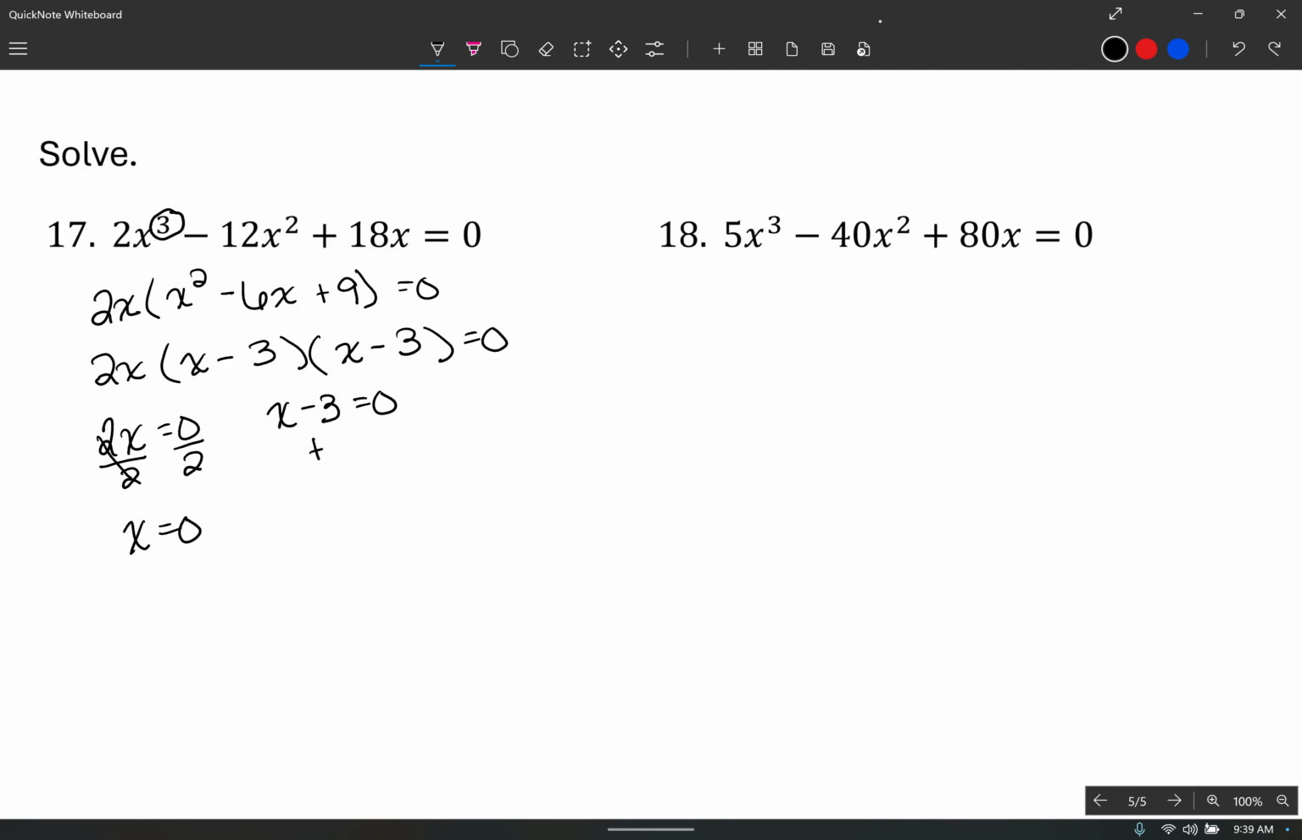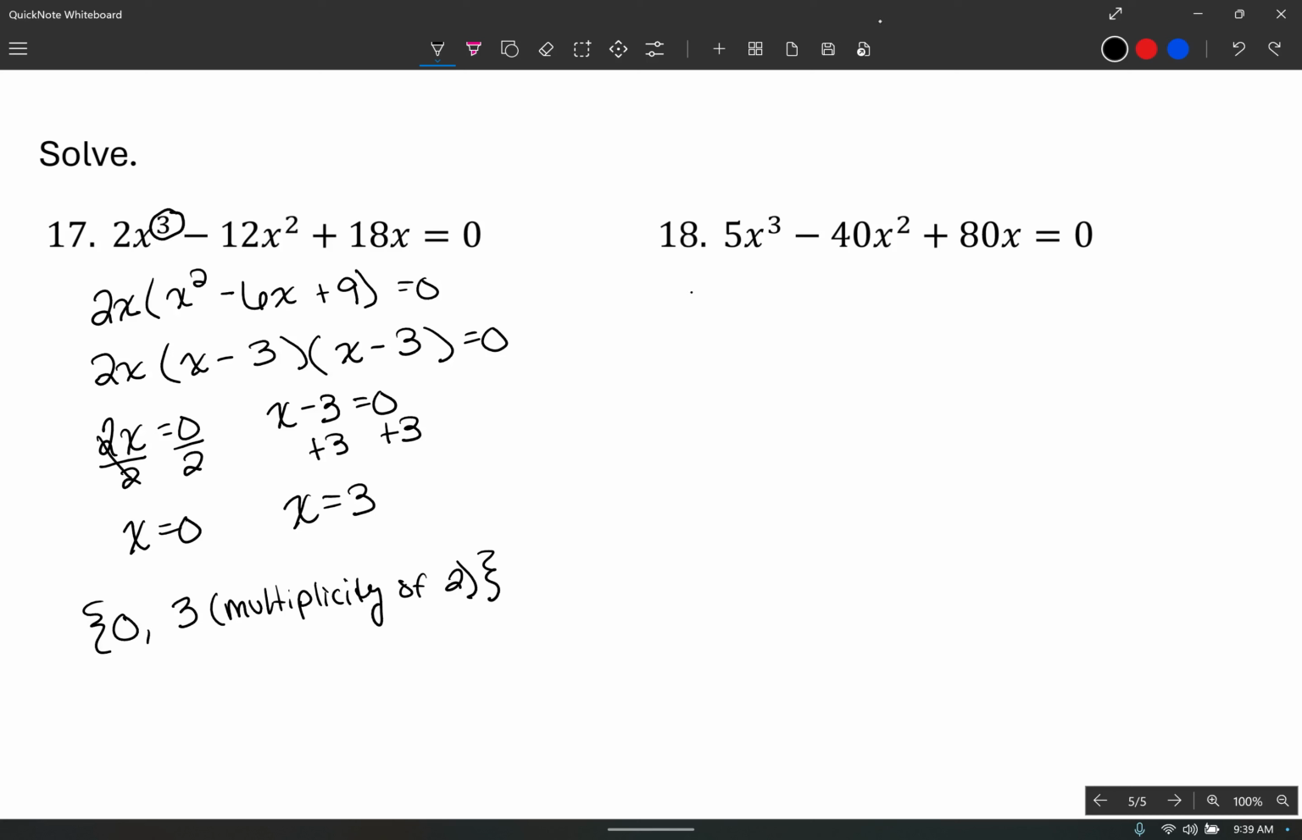So I get 0, add 3, and I get 3. So my solution set would be 0, and then 3, which has a multiplicity of 2 because there are 2 of them. So if you would have had 3 of the same factor, you would say multiplicity of 3.